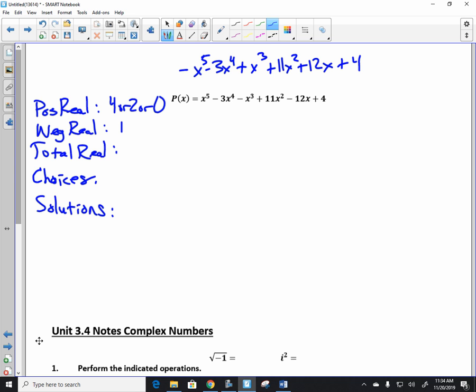1 negative real. So suppose that there's 4 positives. How many total? Suppose that there's 2 positive. Then how many total? And suppose that there's no positive real solutions. How many total would there be? Everybody agree that an x to the 5th has to cross the x-axis at least once? Can't get from the bottom to the top without passing through the x-axis, can you? No.